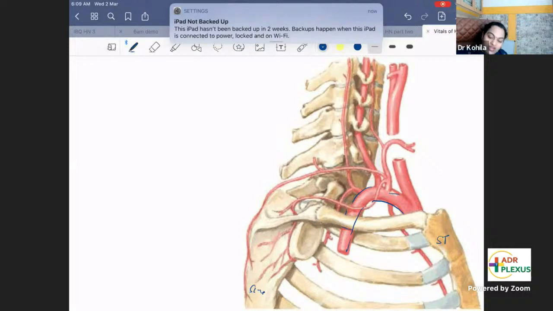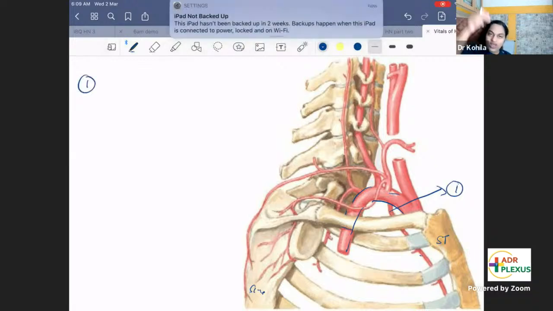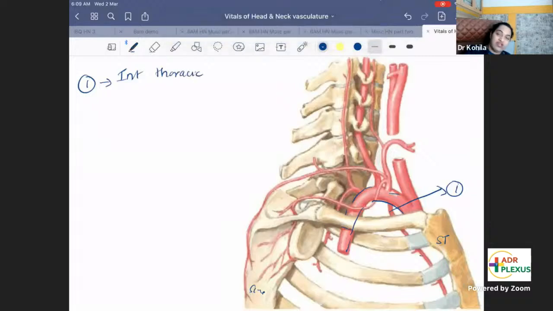Can you tell me what is this branch here? Yes, number 1. What is 1? Come on, waiting for your answer. The only branch that is going downwards, very easy to identify. The only branch that is going from the inferior surface downward on either side of the sternum is the internal thoracic artery. You'll never have a difficulty in identifying it.